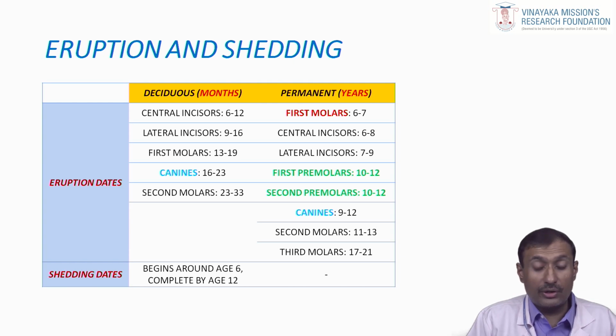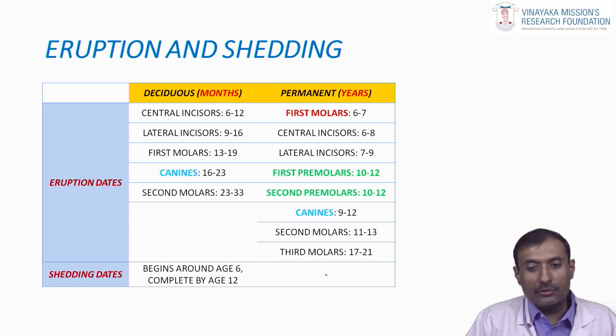So as we can see for deciduous teeth, for central incisors the eruption is from 6 to 12 months, in lateral incisors 9 to 16, first molars from 13 to 19. So what we can see here is that the first molars erupt first, followed by the canines, and then the second molars. The second molars is from 22 to 33 months. And once the complete deciduous dentition has formed, the shedding begins around the age of 6 and is completed by the age of 12.